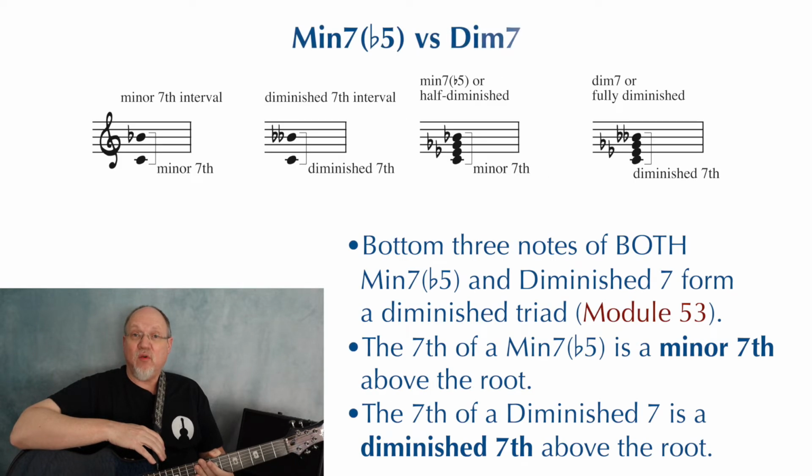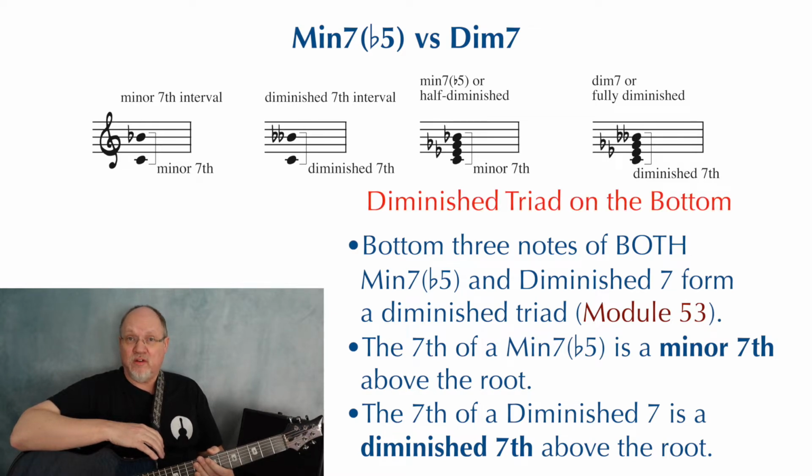In Module 44, you learned that the minor 7 flat 5 chord is also called a half diminished chord. This diminished 7 chord is also called a fully diminished chord in classical theory. The bottom 3 notes of both chords form a diminished triad, and the 7th of a minor 7 flat 5 chord, or half diminished, is a minor 7th above the root, and the 7th of a fully diminished chord, or diminished 7 chord, is a diminished 7 above the root.